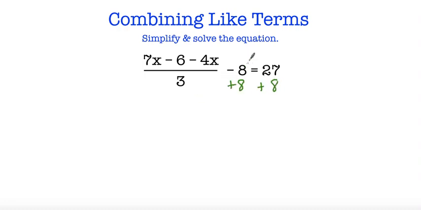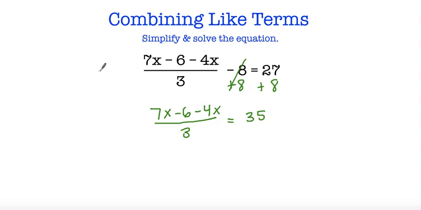And remember, if we add 8 on the left side, this just cancels out. So then I have 27 plus 8. So I'm going to rewrite this. So I have 7x minus 6 minus 4x divided by 3 is equal to 27 plus 8, which is 35.